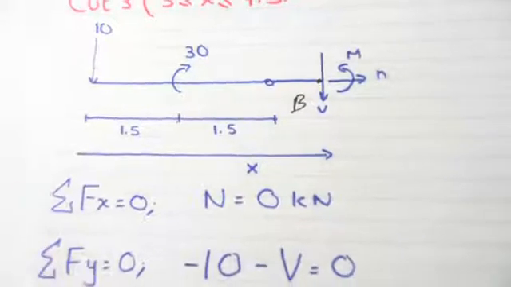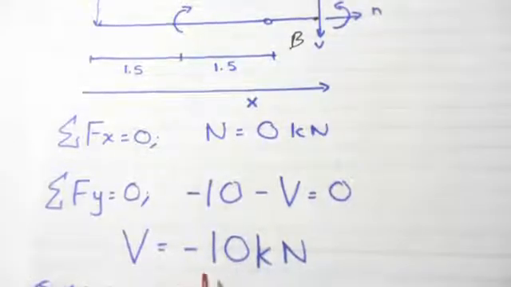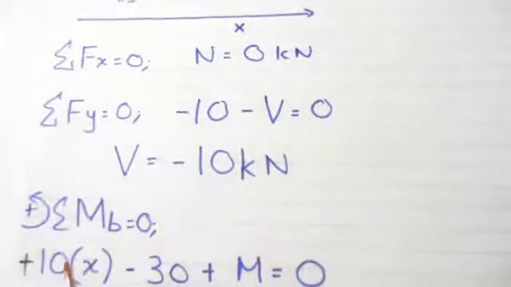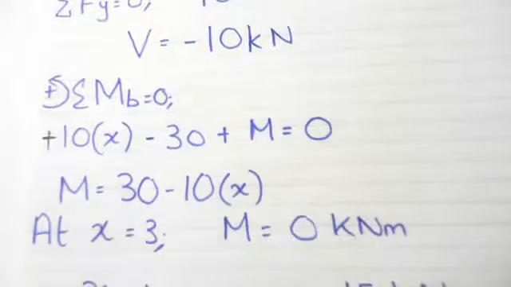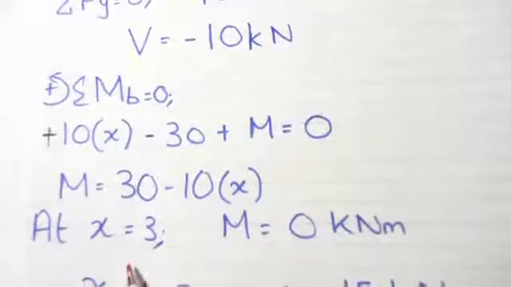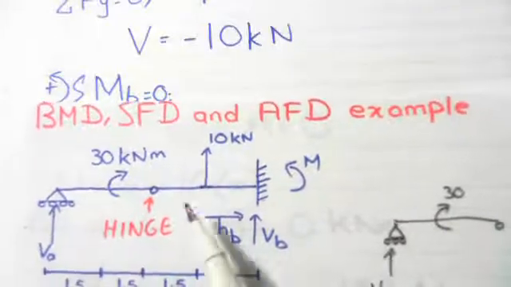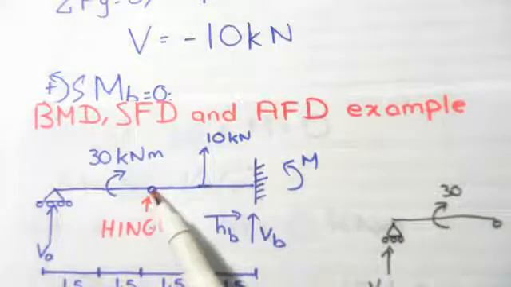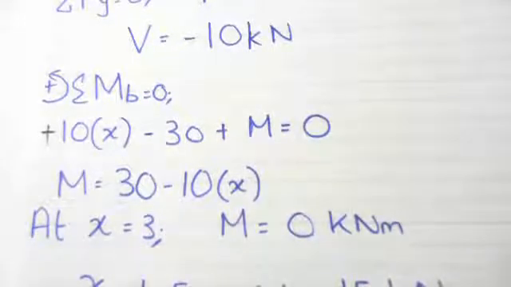Okay, so this means our axial force is once again 0 kilonewtons. Our shear force is once again minus 10 kilonewtons. And once again the equation of our moment is exactly the same, 30 minus 10x. So the only different thing is we're substituting a different interval. So when x is equal to 3, and this is exactly at the hinge, because if you look at the original diagram over here, the hinge is exactly 3 meters. It's in the middle. So at x equal to 3 meters, M is equal to 0 kilonewton meters.